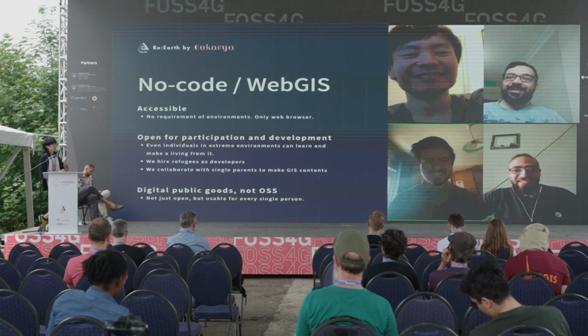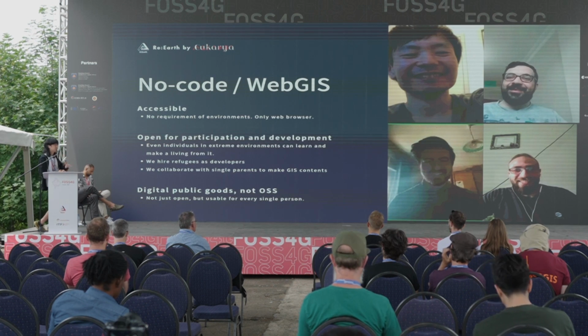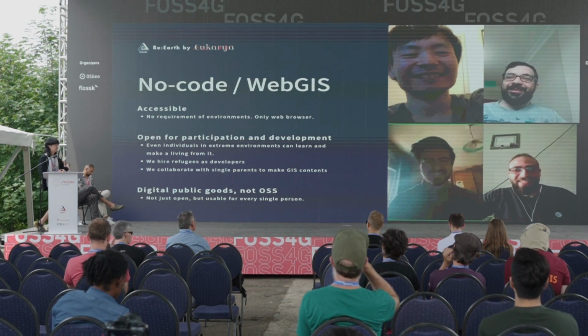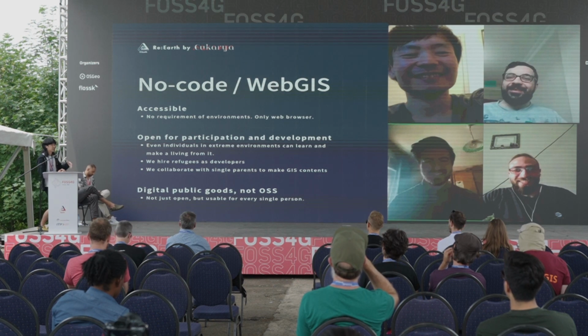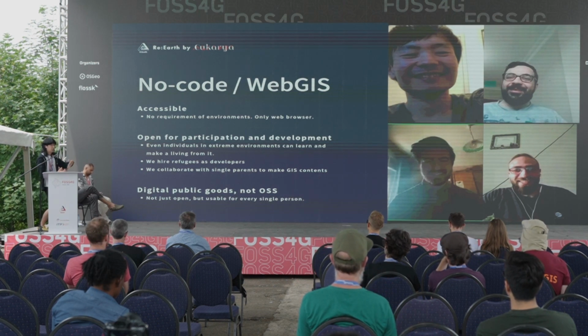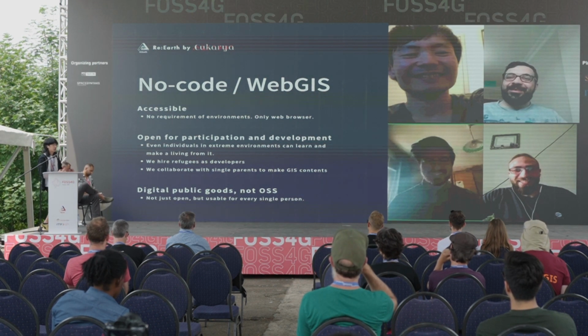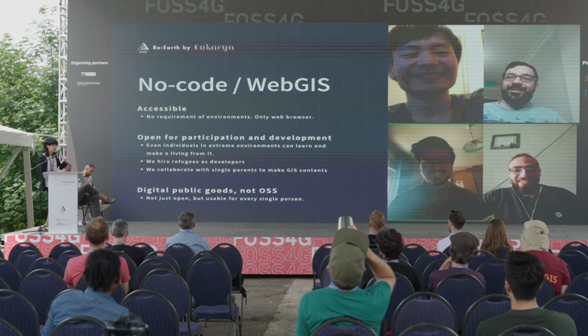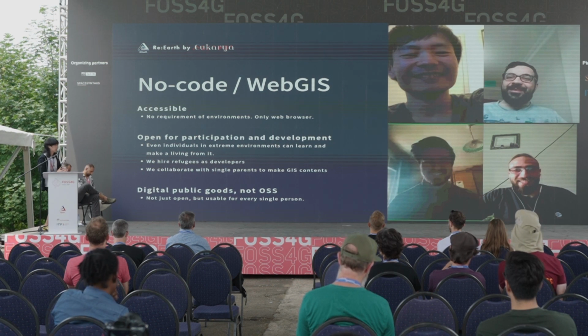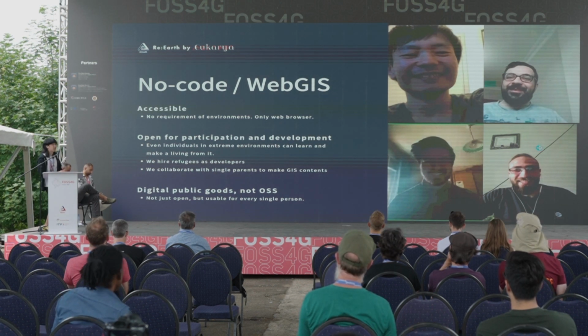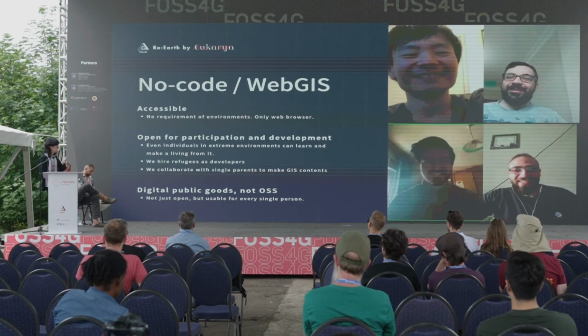So that's why we are developing RIOS: we want to reach extreme people with this kind of open source software, for example refugees or single parents. And no-code allows you to participate in developing or creating content with it. So it's not just open source software. It's called a digital public good. It means it's not only sharing. We also support them with this.